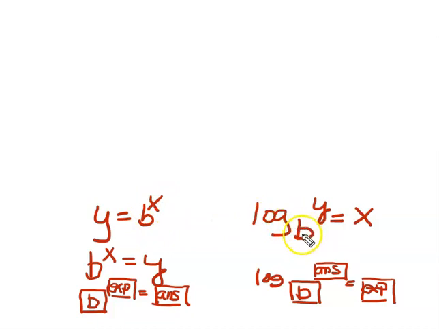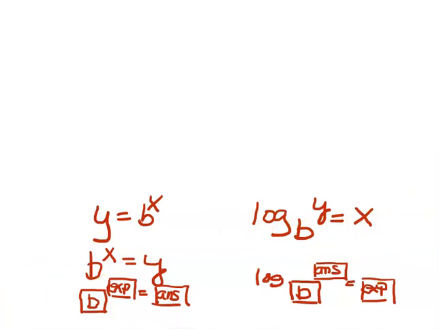Now in the log form, we have the base, that's still the b there, but the y, remember, is the answer. So log base b of an answer is equal to an exponent. So again, these little sketches, when we are converting from exponential power to logarithmic, something to keep in mind.